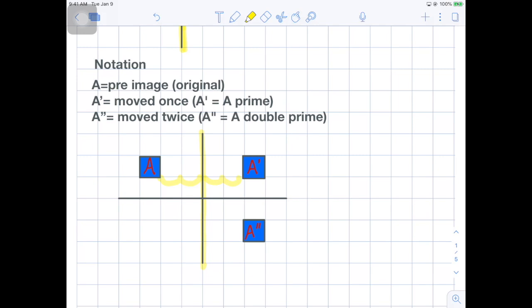If we move the same original figure again, this time we go across the x-axis. It is 1 away, and now it's 1 away. Because I moved it a second time, it is A with 2 little lines. That's called A double prime. We use this notation to help us know what the original, or the pre-image, was, and what we've done to it, how many times we've moved it from its original position. That'll be very helpful when we're doing multiple steps of movements.